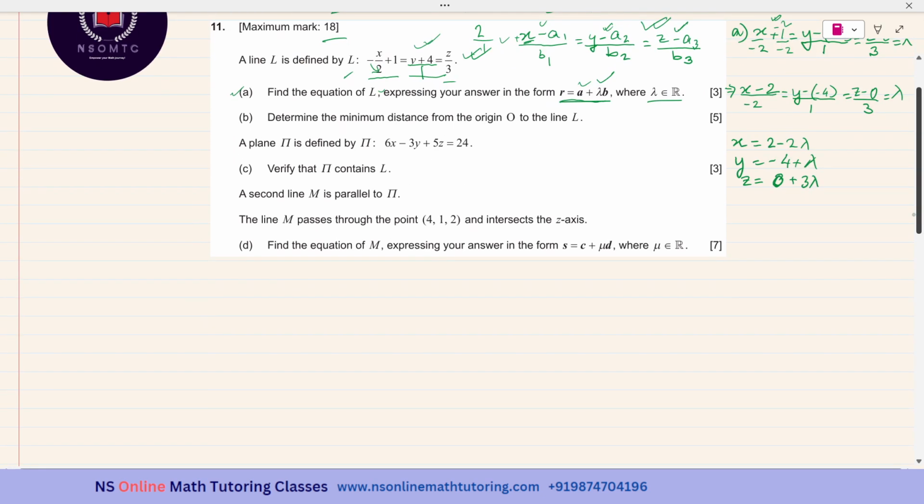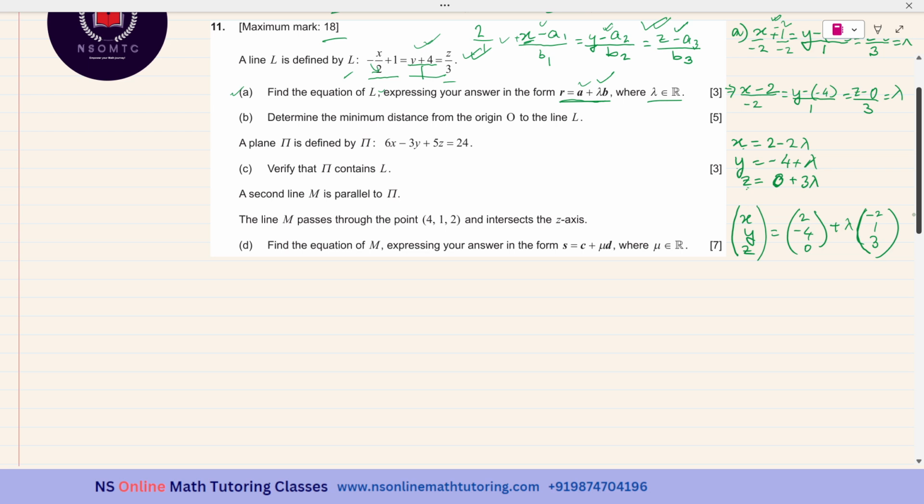From here, it is very easy to come to the vector equation. So x, y, z will be the position vector of any arbitrary point on the line L, and that can be written in this form. This is equal to 2, minus 4 and 0. This 2, minus 4 and 0 will be the coordinates of one point which is on line L, plus lambda times minus 2, 1 and 3. This is the direction vector of the line L.